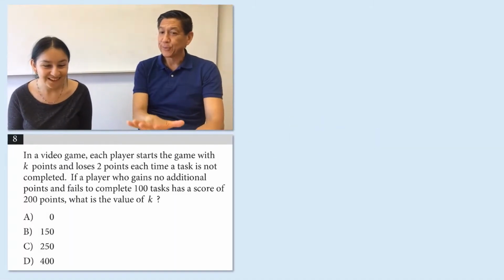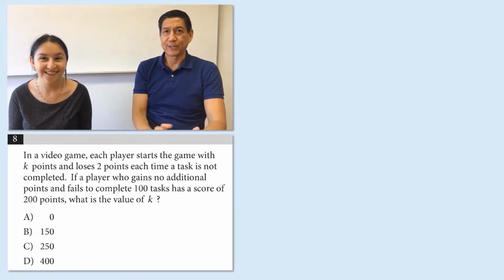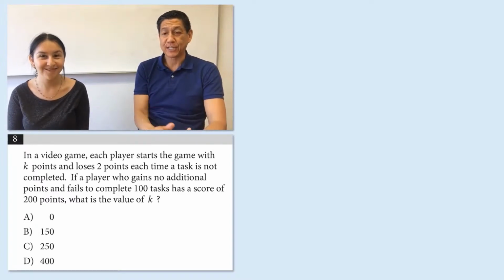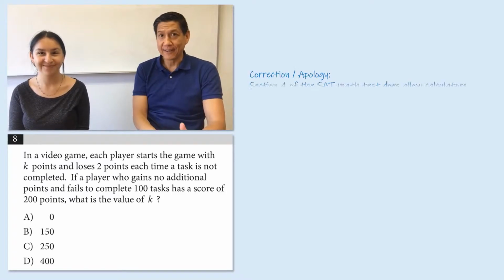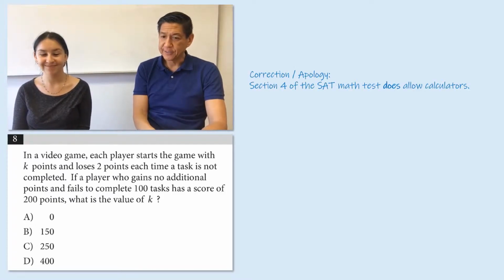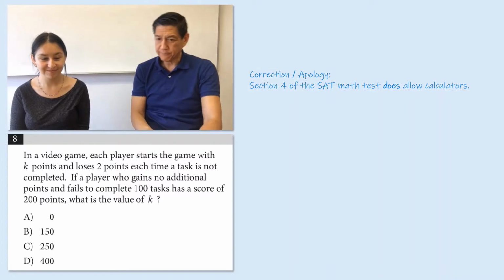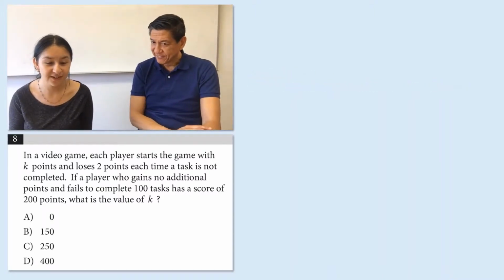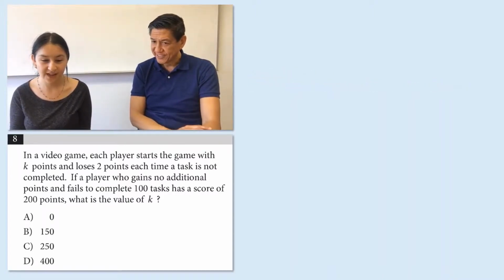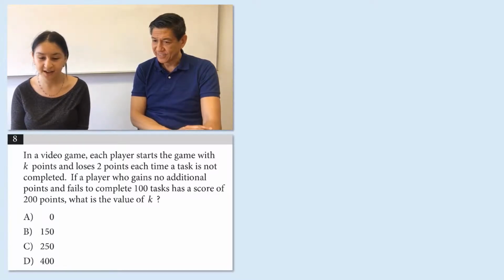Okay, so this is a math problem from the College Board. It's from section 4 of the SAT math test, which does not allow calculators. Emily, can you go ahead and read it for all of us? Yeah. In a video game, each player starts the game with K points and loses 2 points each time a task is not completed. If a player who gains no additional points and fails to complete 100 tasks has a score of 200 points, what is the value of K?